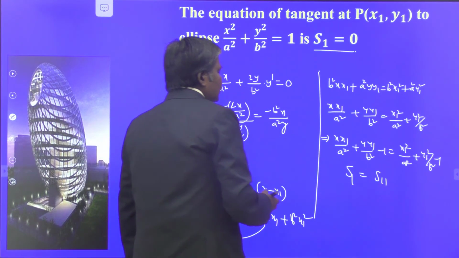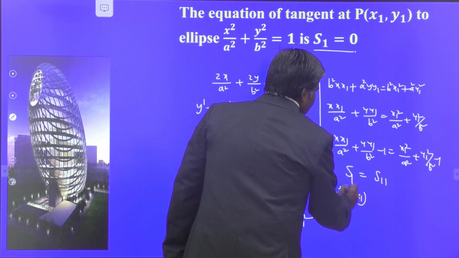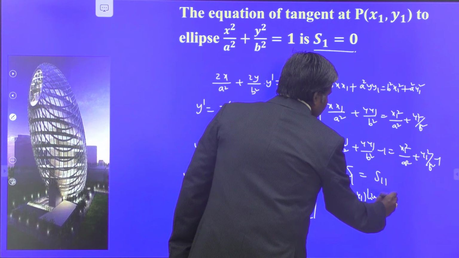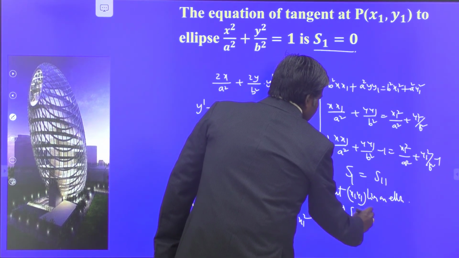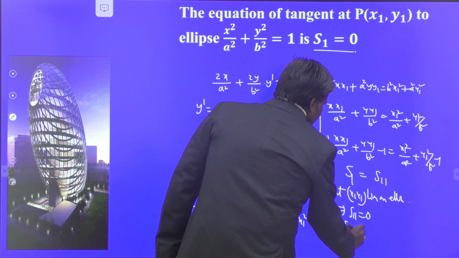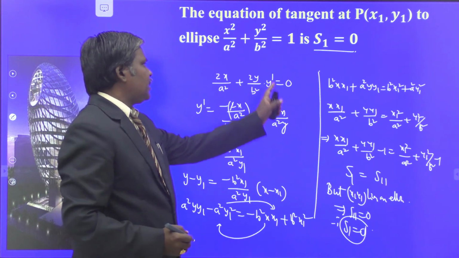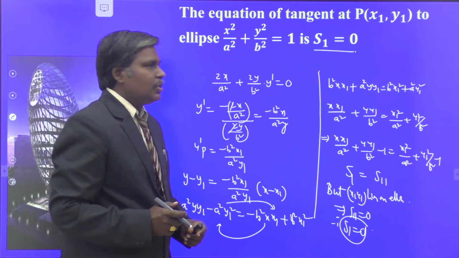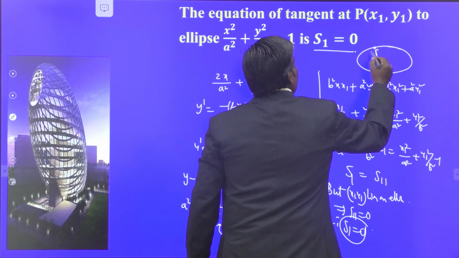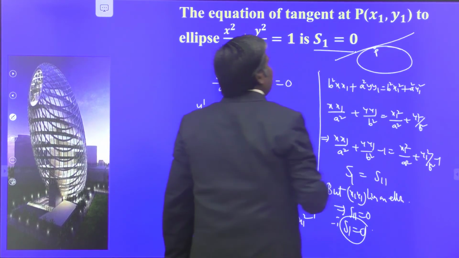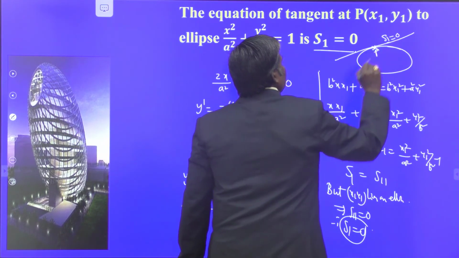But x1, y1 lies on ellipse, implies S11 is equal to 0. Therefore, we have S1 equal to 0. This is called particular tangent at P(x1, y1) to the ellipse. So, you take any point on the circumference of ellipse. This is my point P. This is the tangent at P. What is its equation? Its equation is always S1 is equal to 0.